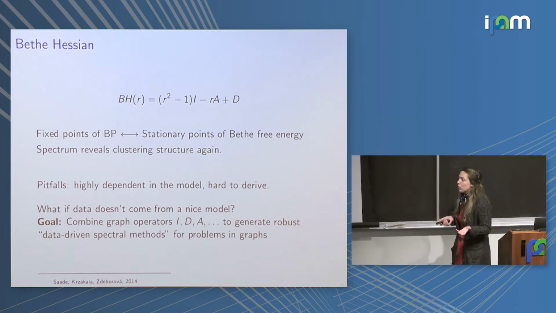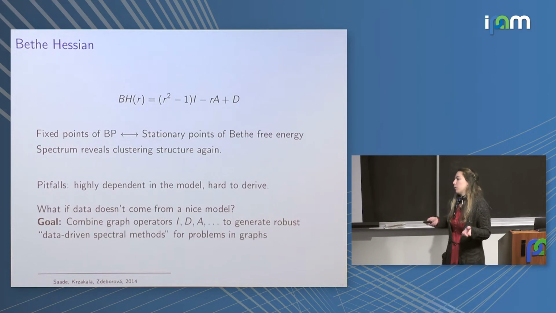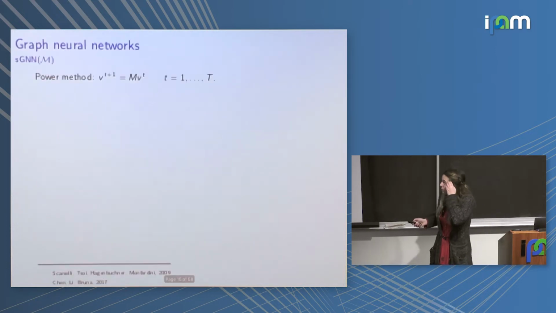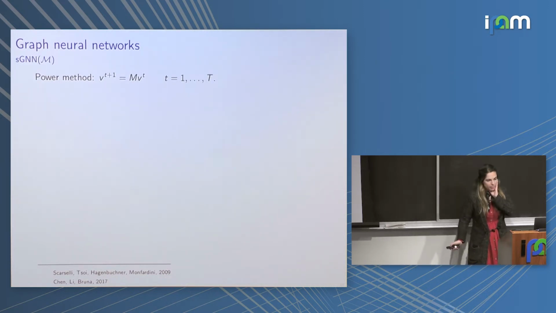Something that you may want to do, if you have supervised training data, is think of your problem as learning a good regularized spectral method, or a good general spectral method, for your problem on your graph. So that's one way of thinking about these graph neural networks.